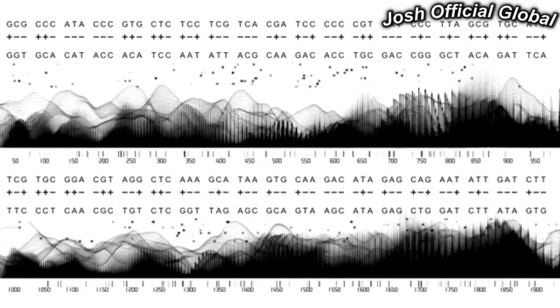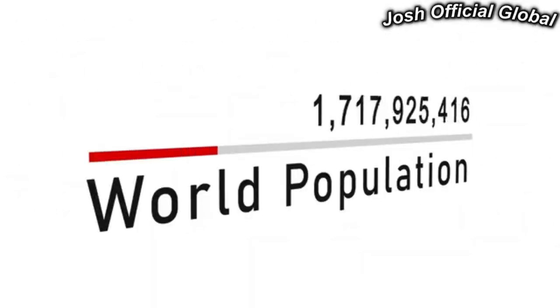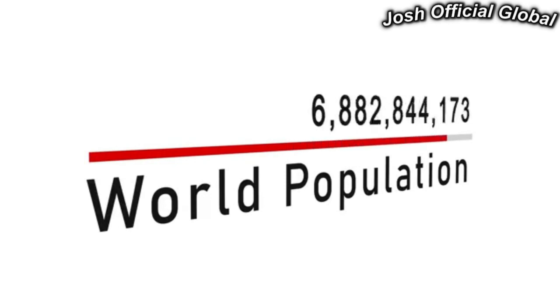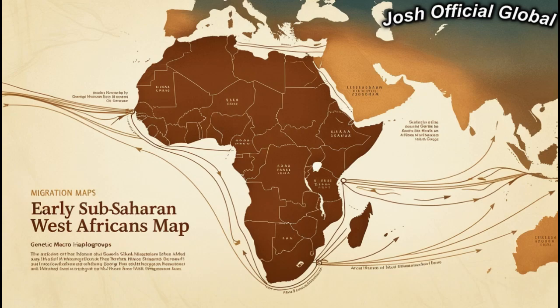Between 11,000 BP and 10,000 BP, Yoruba people and Esan people grew in population size. As early as 11,000 years ago, sub-Saharan West Africans bearing macro-haplogroup L, e.g.